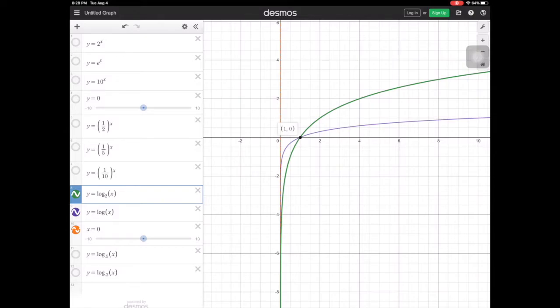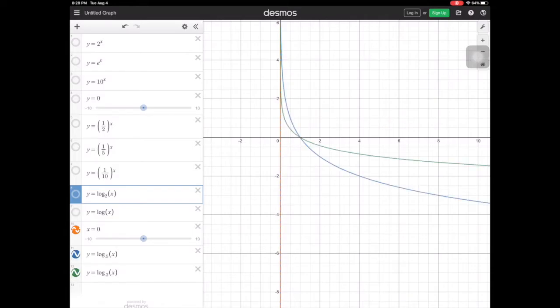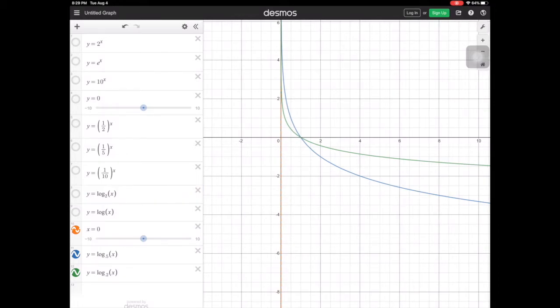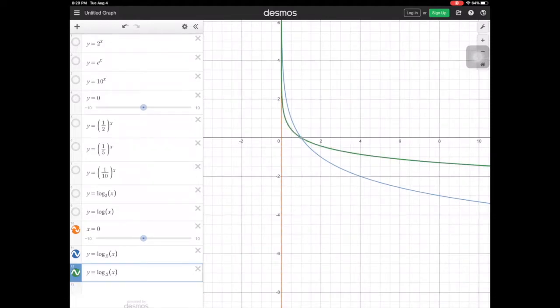Okay. Now let's take a look at the other pair. This time, if I have a base that is between 0 and 1, my log function now looks like two decreasing functions instead of two increasing functions. They still have an x-intercept at 1 and also a vertical asymptote along the y-axis.